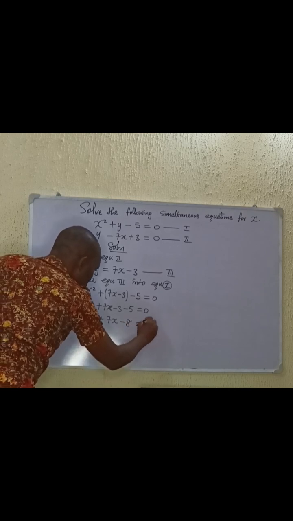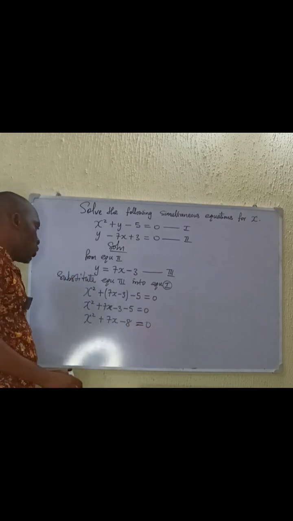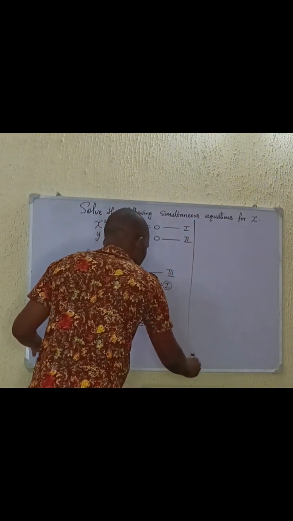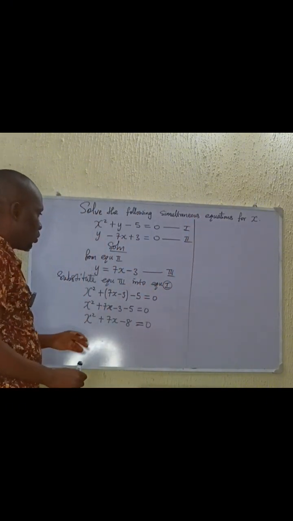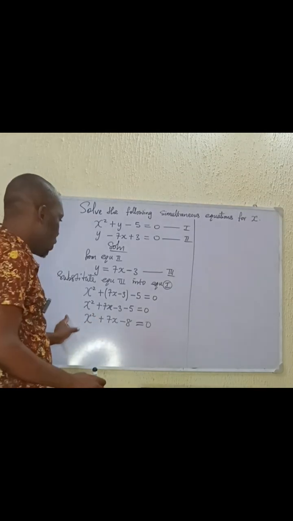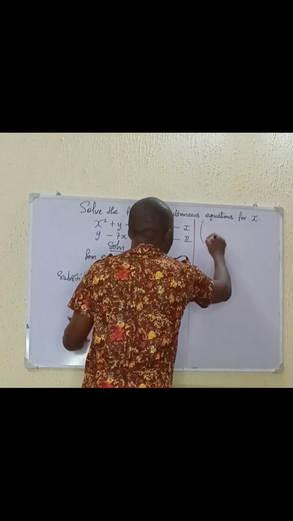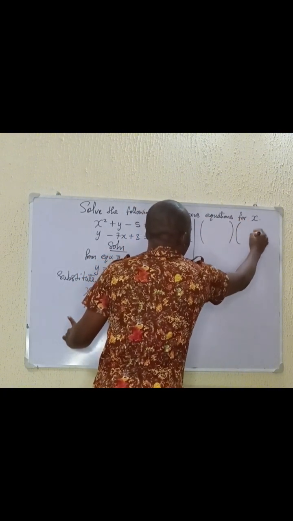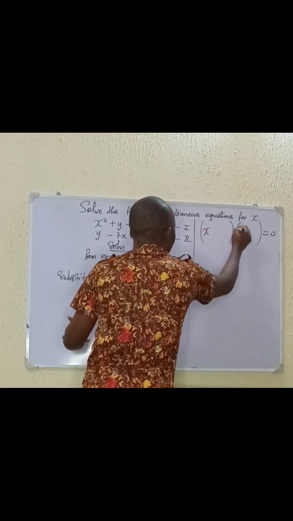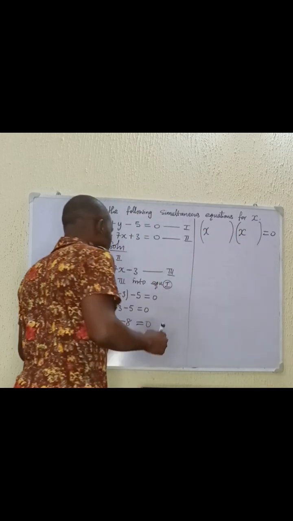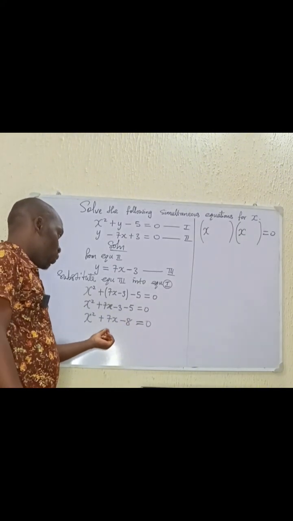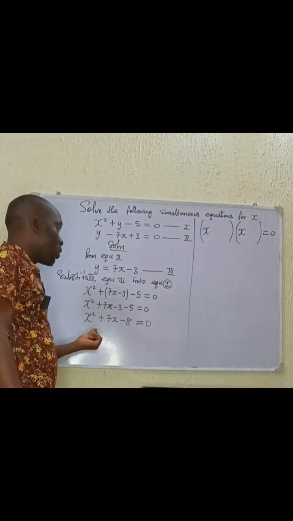Of course, this is a quadratic equation, and there are different methods of solving quadratic equations, but we're going to use the simplest one, trial and error method. Simply open two brackets, equate it to 0, put x here, put x here. Now look for two numbers that when you multiply them, you get minus 8. When you add them, you get plus 7.